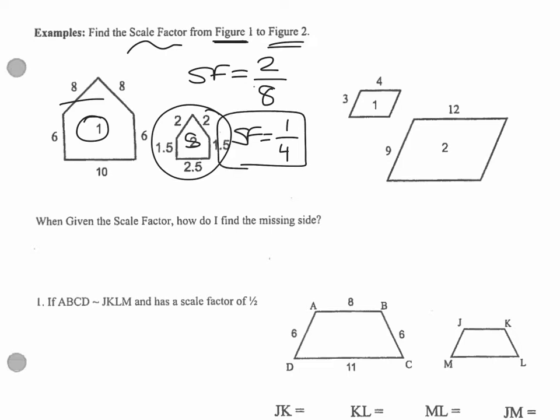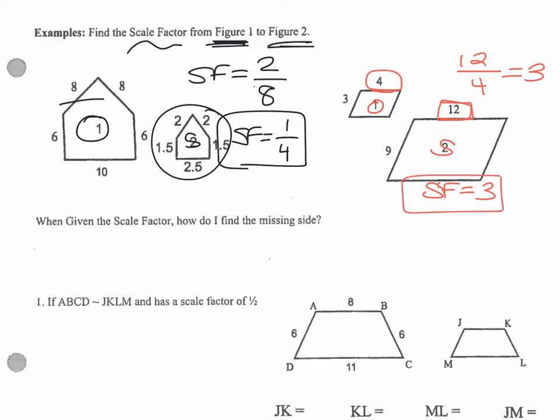So go ahead and pause this video and I want you to try the scale factor of this one on your own. Figure 1 is your original because that's where you're starting, because it came first. Figure 2 is your scaled. Find your scale factor. When you finish, we will go over it. So if you look, figure 1 is my original, figure 2 is my scaled. So I'm going to do scaled, which is 12, over my original, which is 4, which equals 3. So my scale factor is 3. If you had picked 9 and 3, you get the same answer.